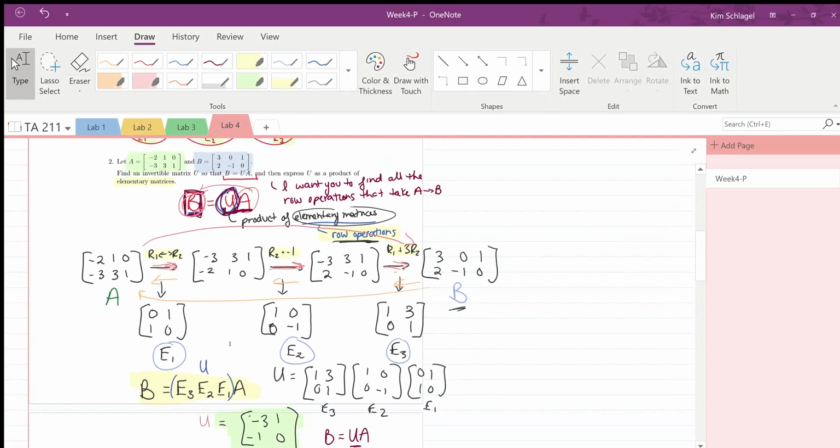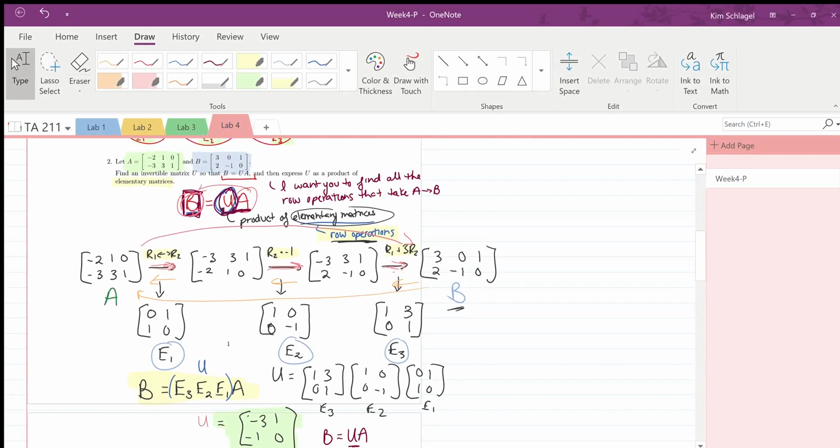So once again, the reason why we didn't have to find the inverses of these is because we wanted to go from A to B, and that's already the order that we went in. Now, if we wanted to go from B to A, then we would have to find the inverses of our elementary matrices, okay?